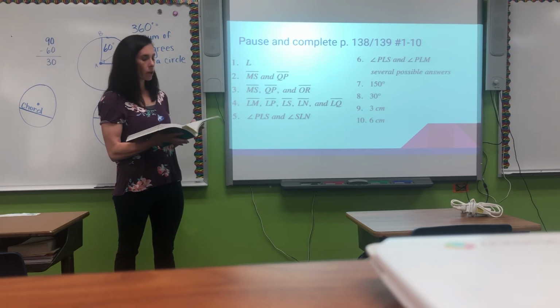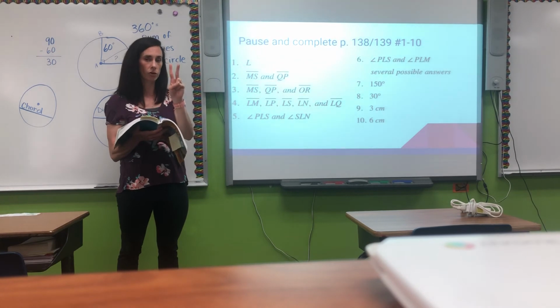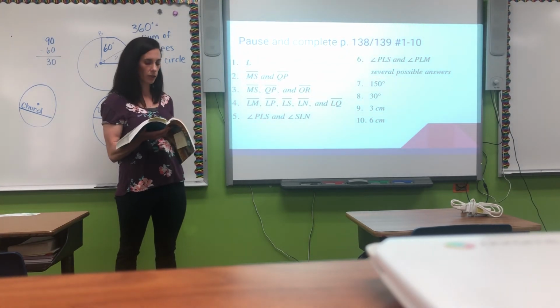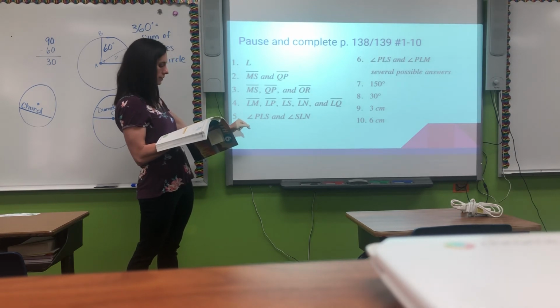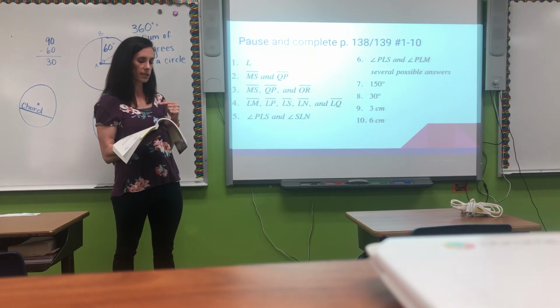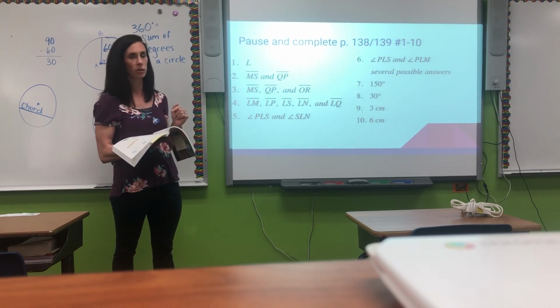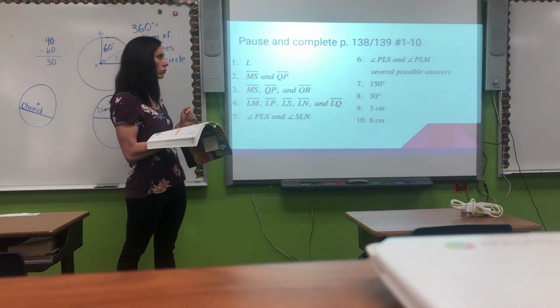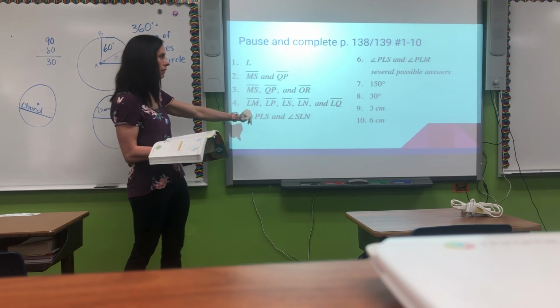Number 5, complementary angles. They want to know what 2 angles add up to 90 degrees. So we have angle PLS and SLN. If you look at that circle, you can see that those 2 form a right angle. So they would add up to 90 degrees. Those are the only possible answers on number 5.